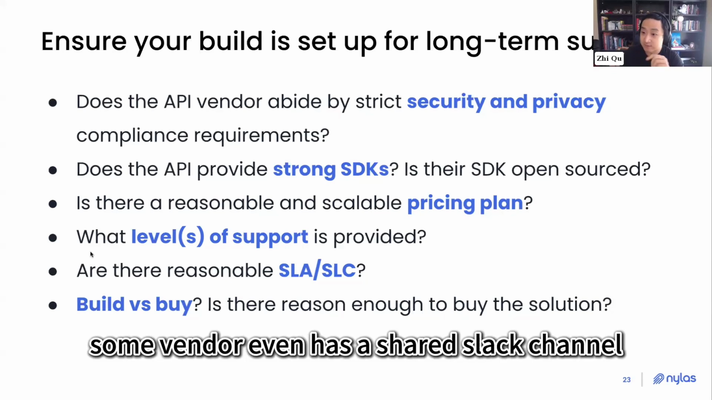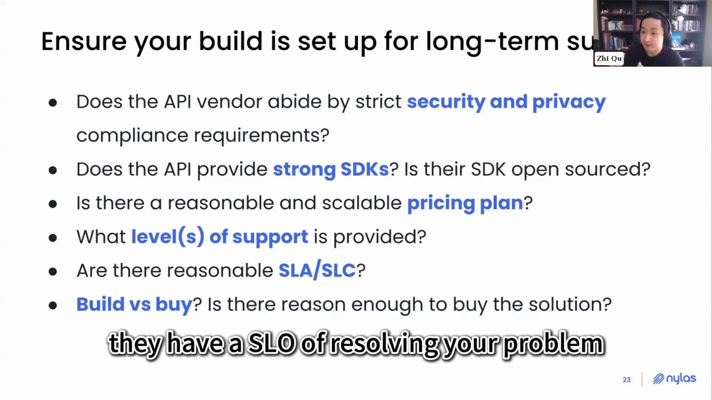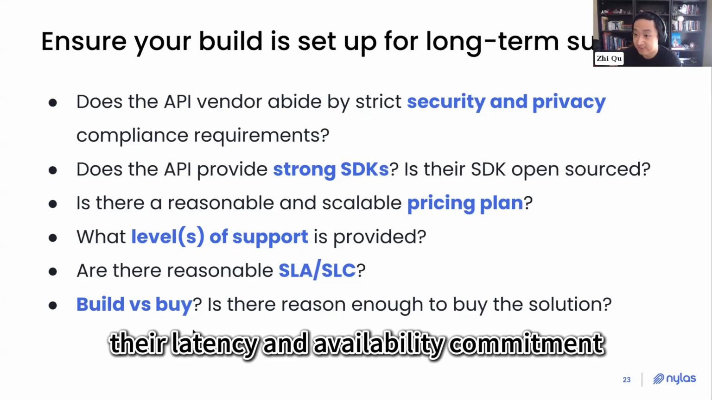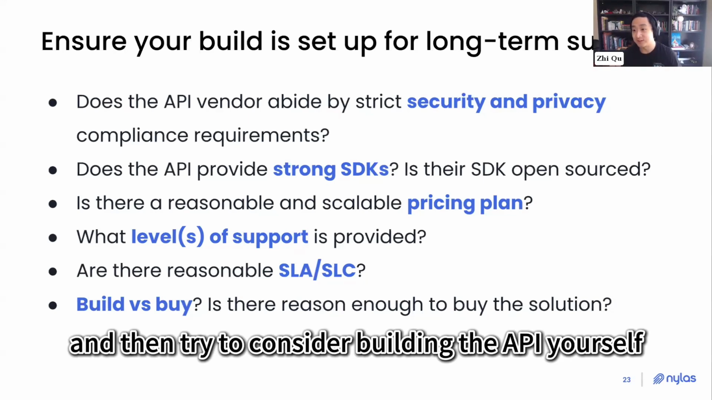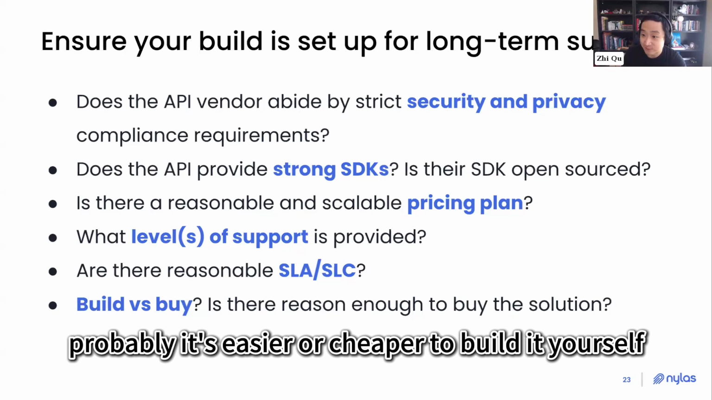Some vendors even provide shared Slack channels. They have an SLA of resolving your problem. Check their SLAs and SLOs on their API too, the latency, availability, commitment, and then try to consider building the API yourself. And sometimes for your specific use case, it's probably easier or cheaper to build it yourself.